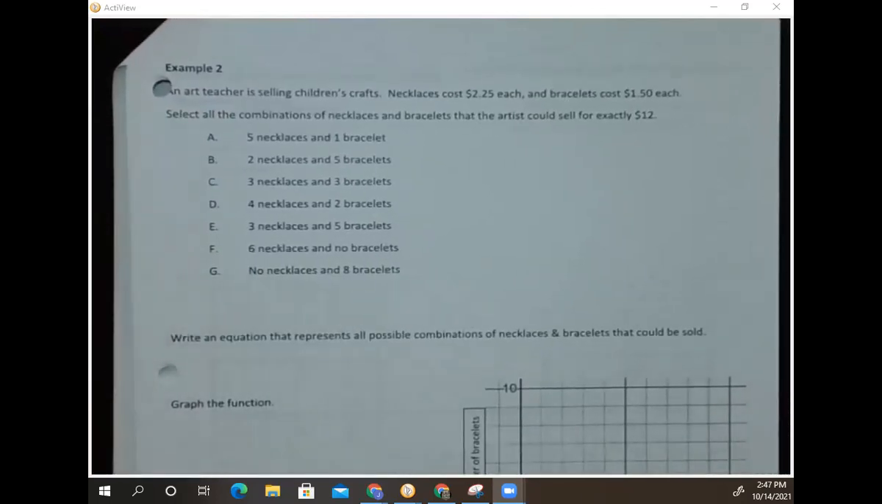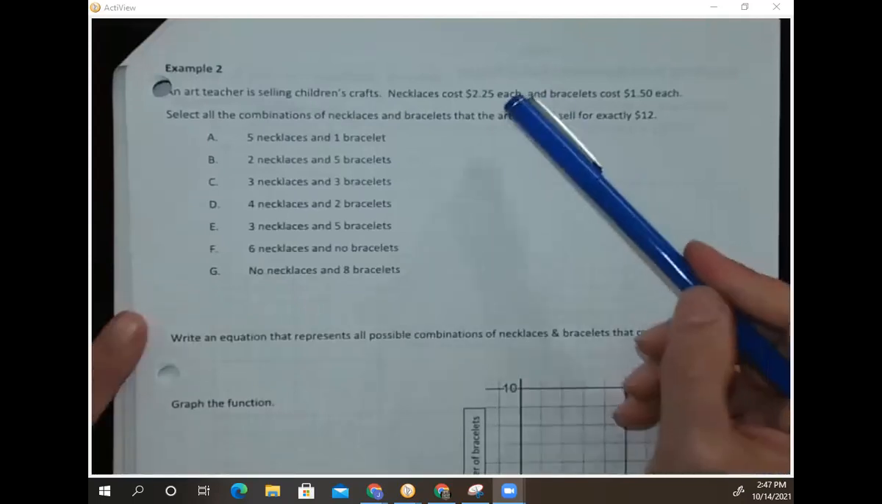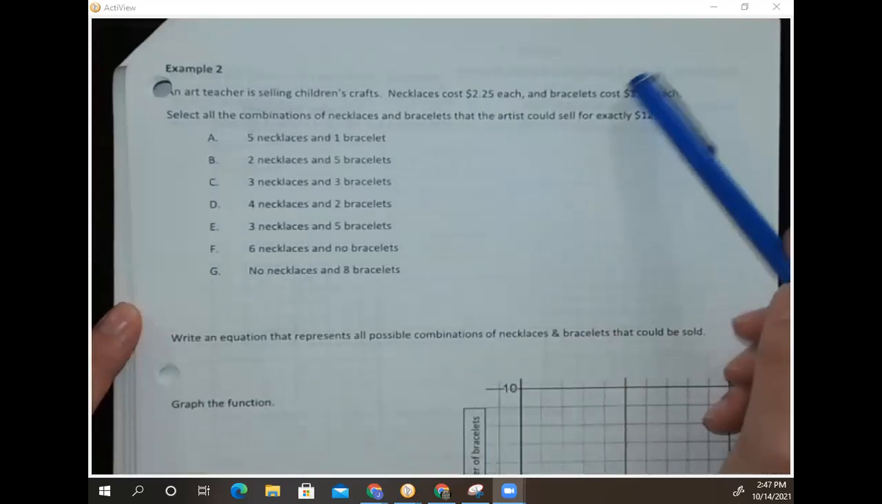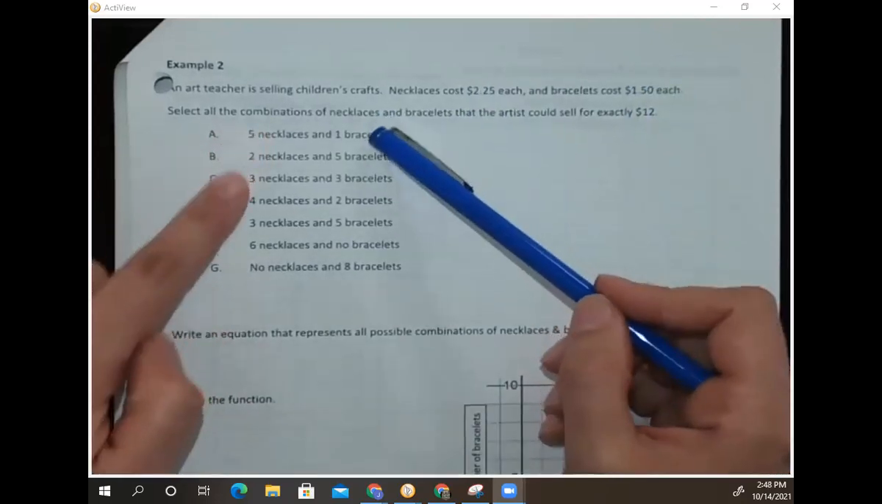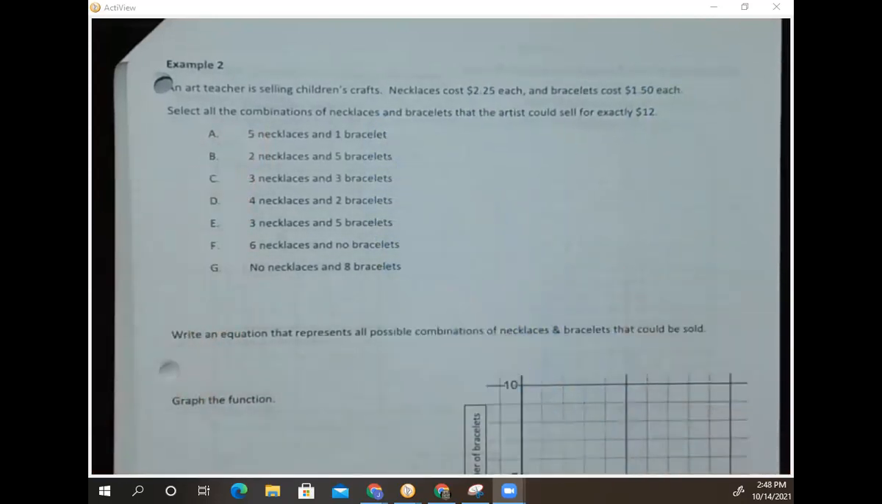An art teacher is selling children's crafts. Necklaces cost $2.25 each and bracelets cost $1.50 each. Select all the combinations of necklaces and bracelets that the artist could sell for exactly $12. So I want you to give this a try. You know the price for every necklace and the price for every bracelet. I've given you different options here for amounts of each you could have sold. I want you to find the ones that cost exactly $12.